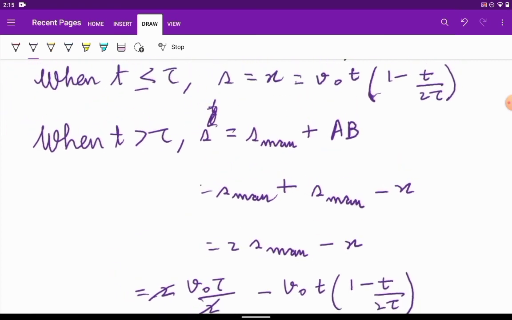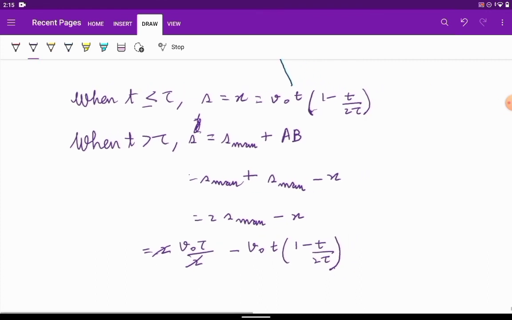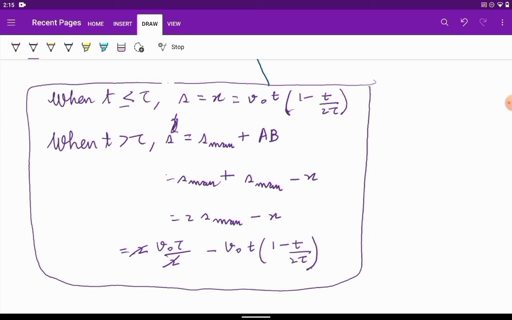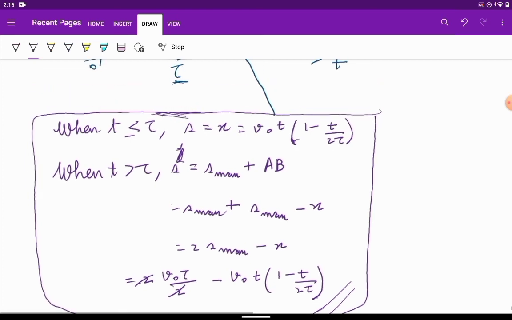So basically this is the distance as a function of time, conditional on whether t is less than or equal to tau or t is greater than tau. When t is less than or equal to tau, it is v naught into t into 1 minus t by 2 tau. When t is greater than tau, it is v naught tau minus v naught t into 1 minus t by 2 tau, right? So you can substitute the values of the time in order to get the values for the distance covered. Thank you.